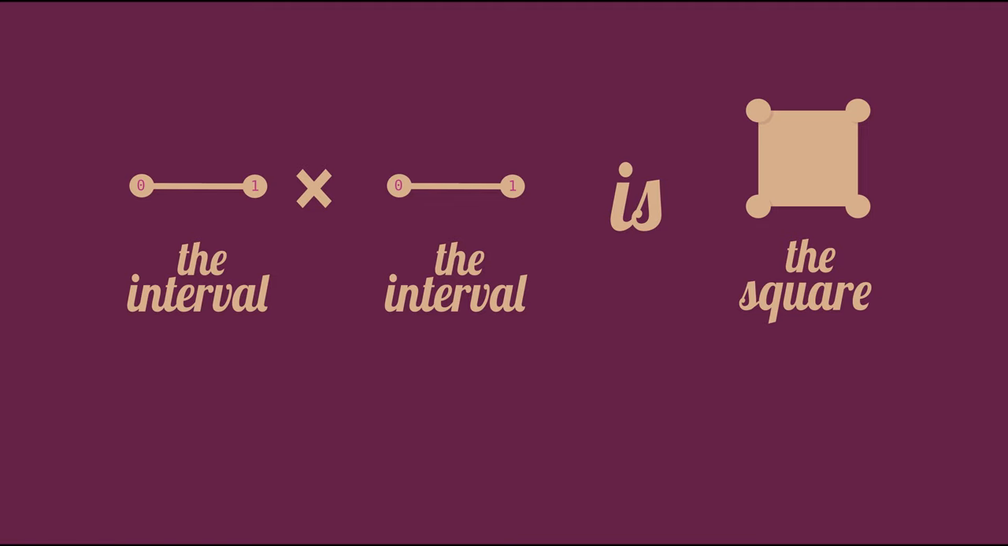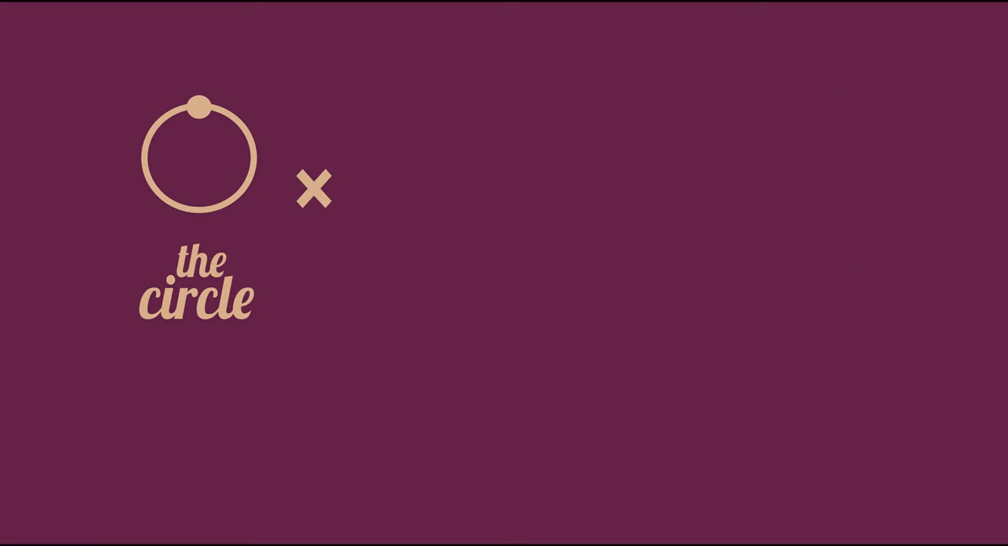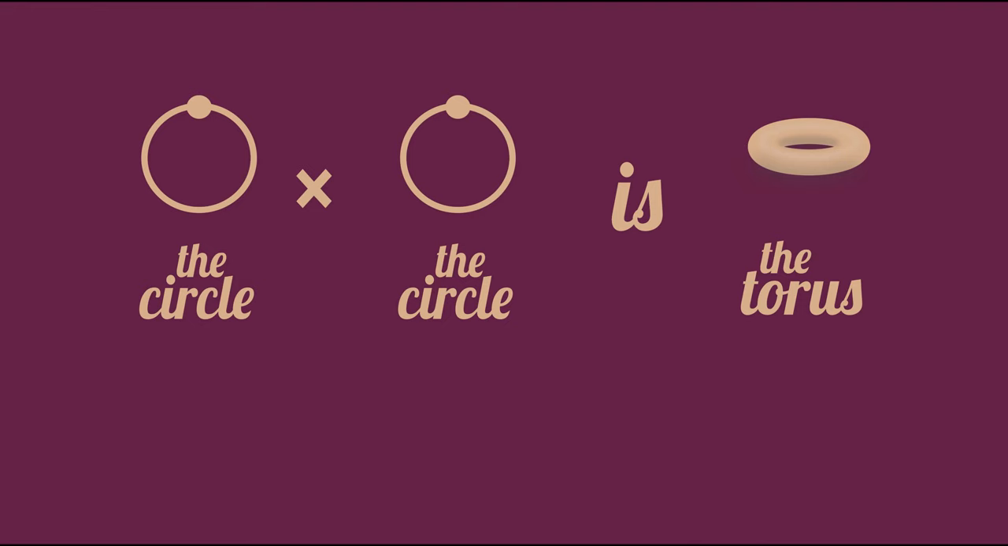Mathematicians have a slick notation for this. They say that a square is an interval times an interval. A tube is an interval times a circle. And a torus is a circle times a circle. We also express this by saying that the torus is the product type, or the product space, of two circles. Maybe it seems a little weird to be multiplying spaces, since you're probably only used to multiplying numbers. But there's a good reason for this notation.